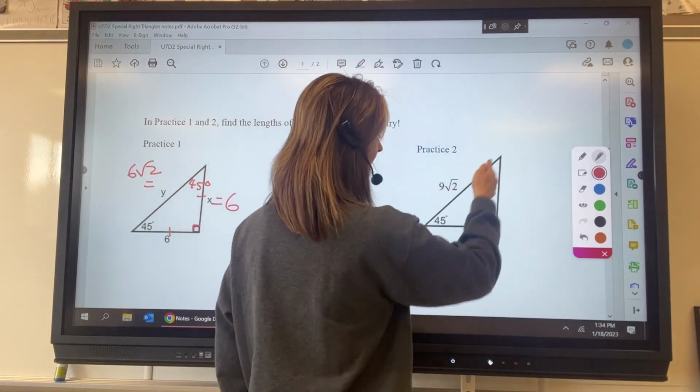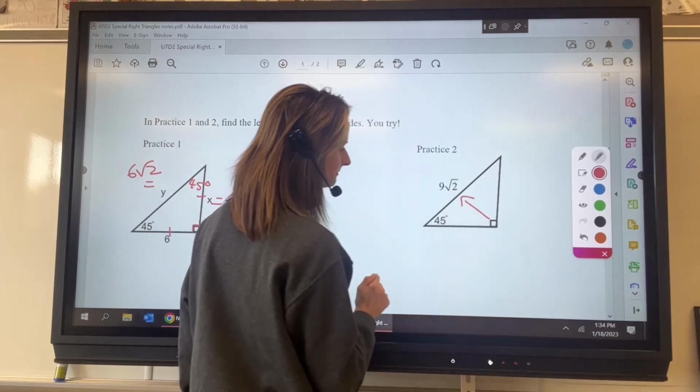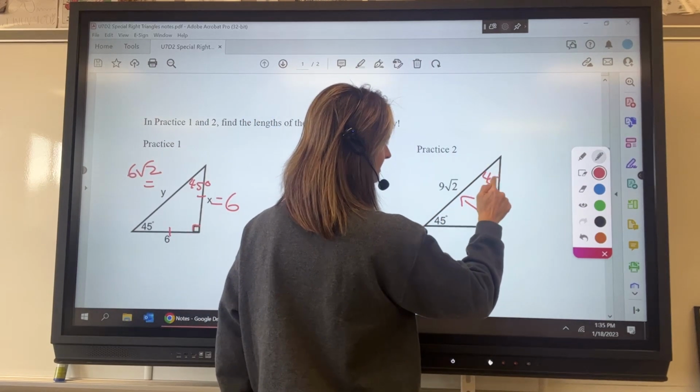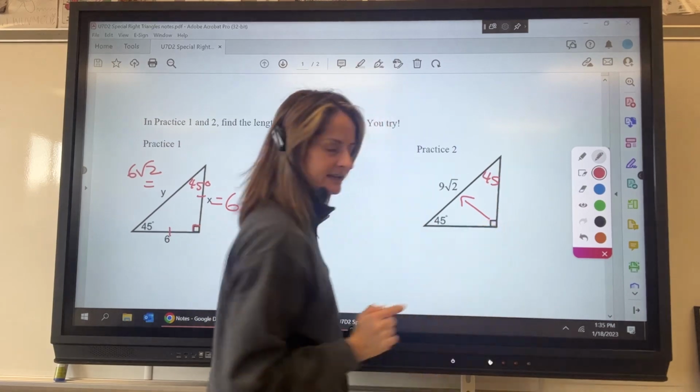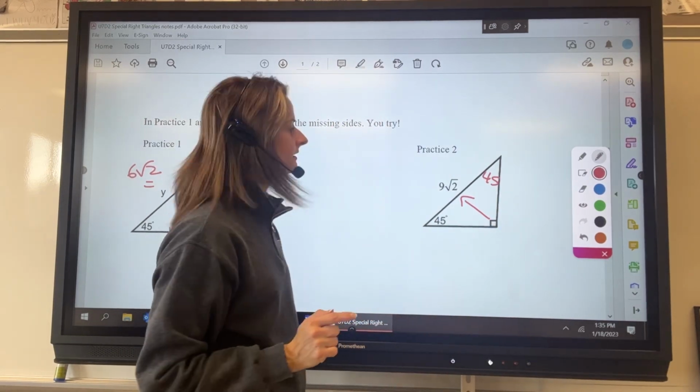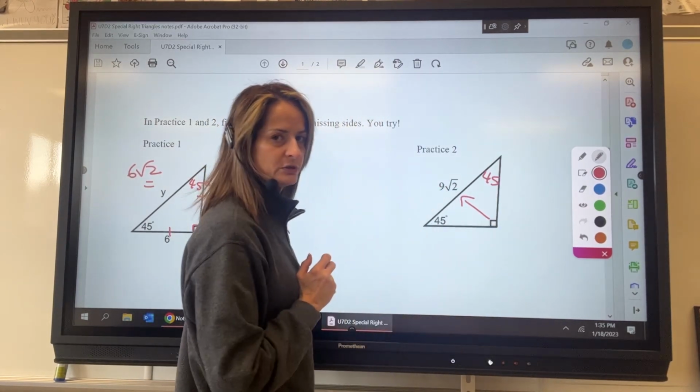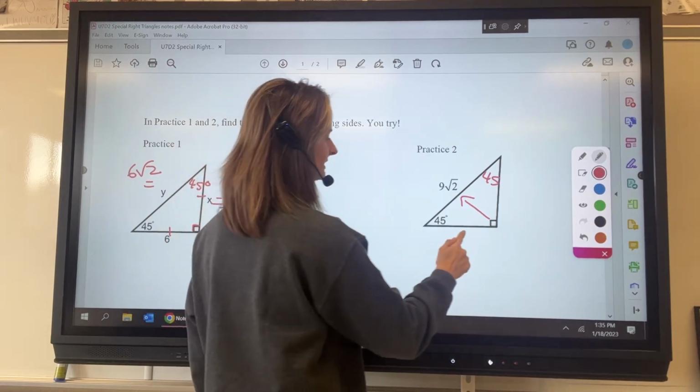Working backwards, here's the hypotenuse because it's across from the right angle. This is a 45, 45, 90 triangle because 45 plus 45 plus 90 adds up to 180. The length of the hypotenuse is 9 root 2, so we divide by root 2 and we just get 9 for the length of the legs.